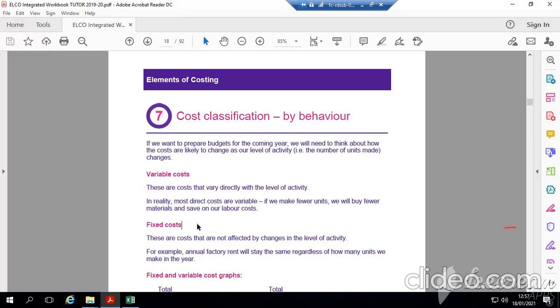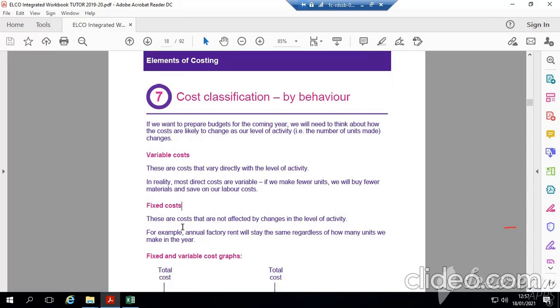Okay, so fixed cost is not associated with a number of activity. Not related to number of activity. Fixed cost is going to be fixed. Okay, straight line.